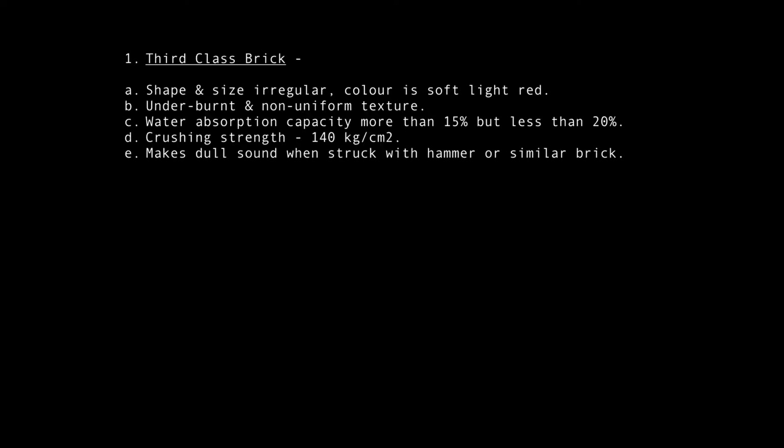So these are the major classifications which can be done regarding brick. Now in our next video, we'll go through the size of the brick, and get to know more technical aspects of the brick.